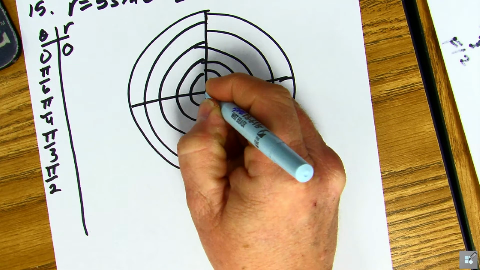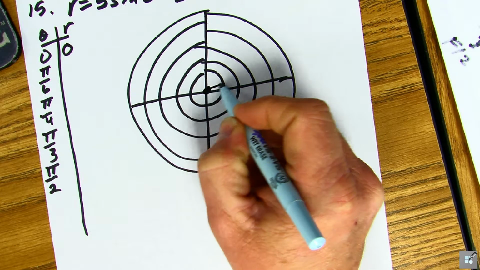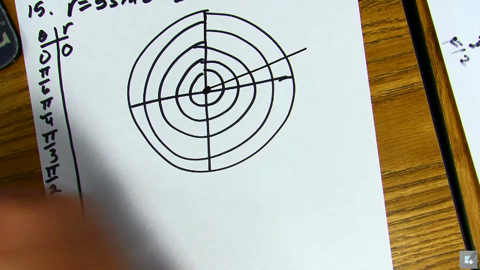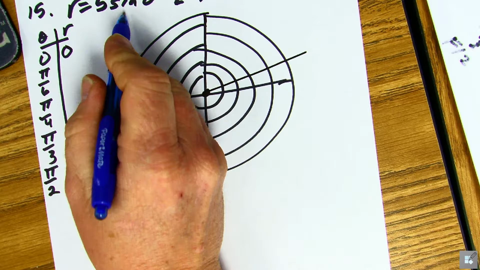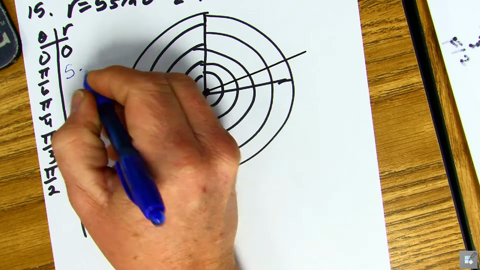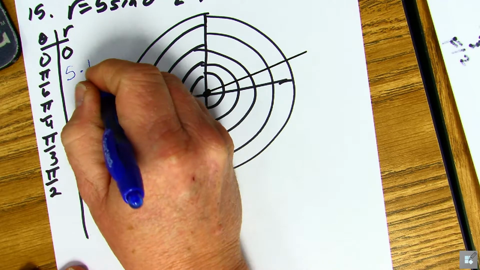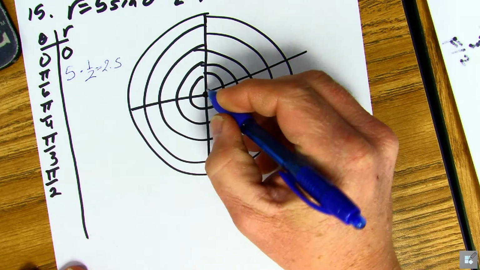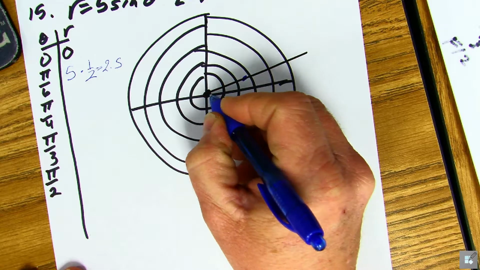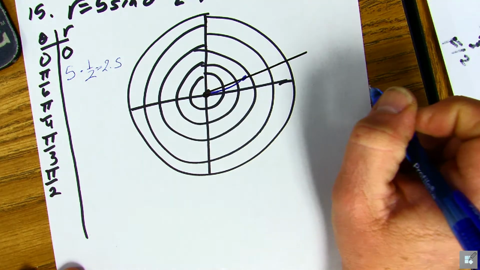So my first point is right here at 0, 0. Pi over 6, which is this line about right there. Maybe not quite that sharp, but somewhere in there. I'm going to take pi over 6. Sine of pi over 6 is 1/2. So it's going to be 5 times 1/2, which is 5 halves, or 2.5. So at pi over 6, I'm going to come out 1, 2.5. I put a dot, and I'm going to connect those two. So there it is connected, okay?